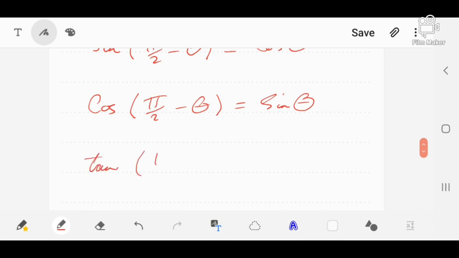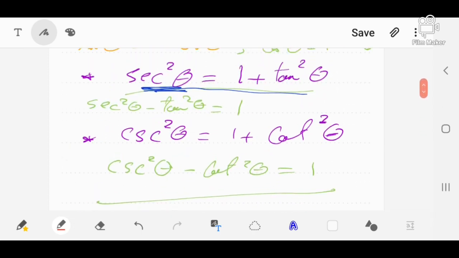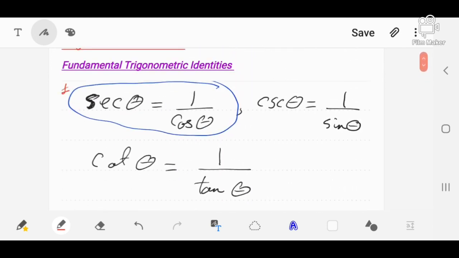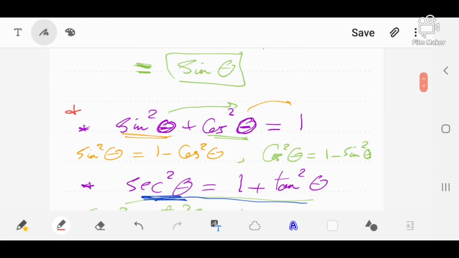As I said, these are the main trigonometric identities, the fundamental ones that you need to memorize. Let's have a general look at them again. We talked about the reciprocal identities. We talked about the Pythagorean identities. We talked about odd even identities and the co-function identities.